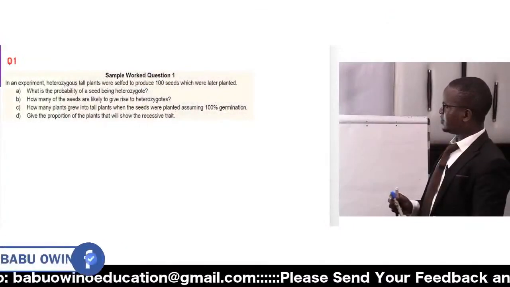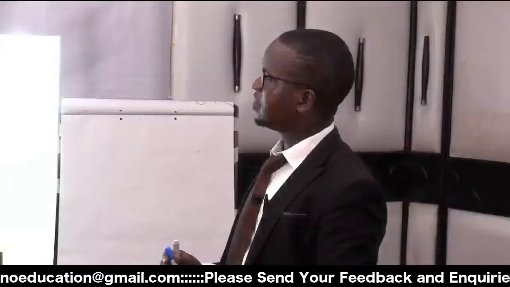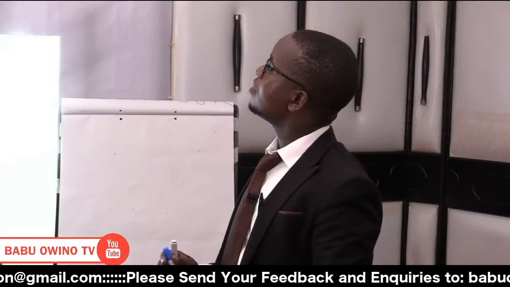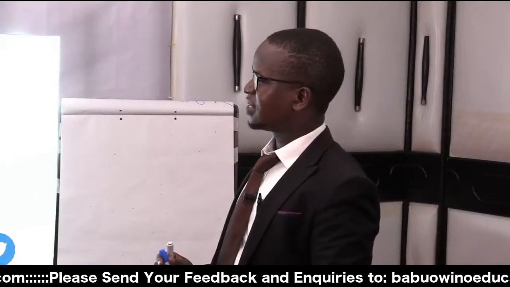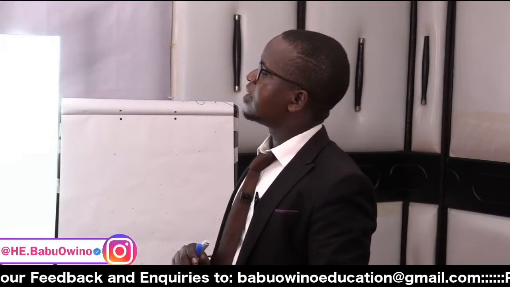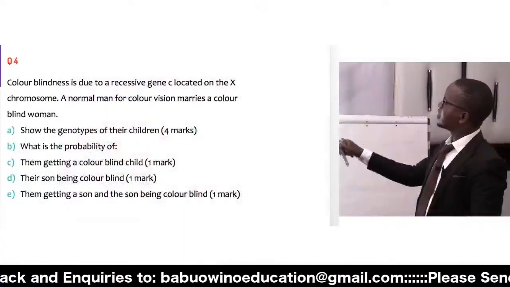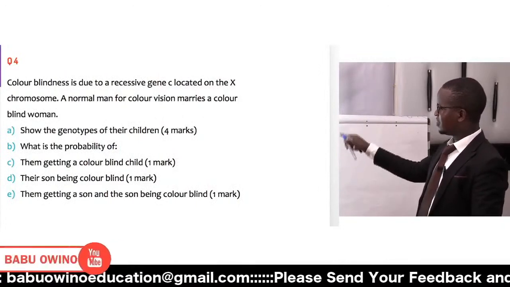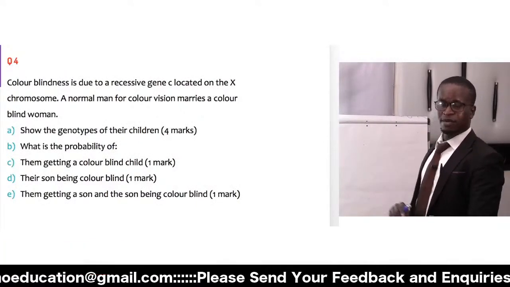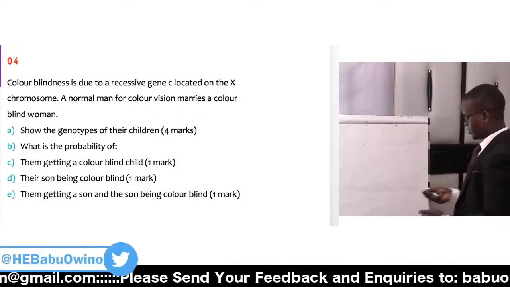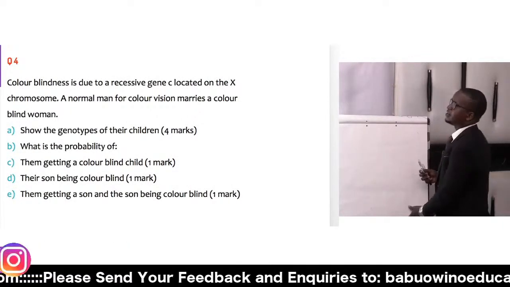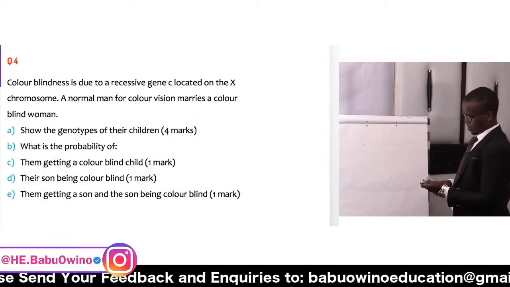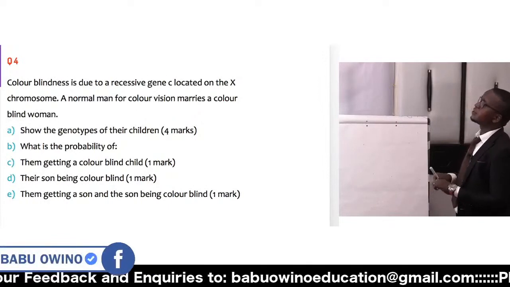Colorblindness is due to a recessive gene C located on the X chromosome. A normal man for color vision marries a colorblind woman. So we have to show the genotypes of their children, and then we work out the probability of them getting a colorblind child, them getting a son, and the son being colorblind. This will be important for us to also look at the aspects of calculations of probabilities, which are very, very essential to us. So how do we work out this one?